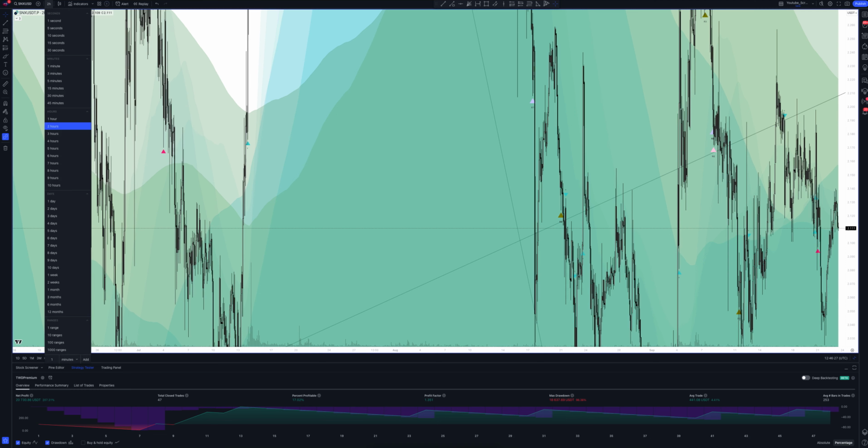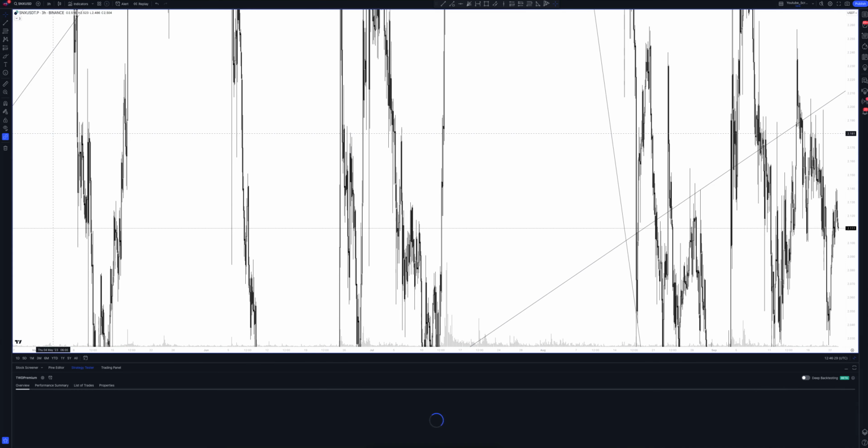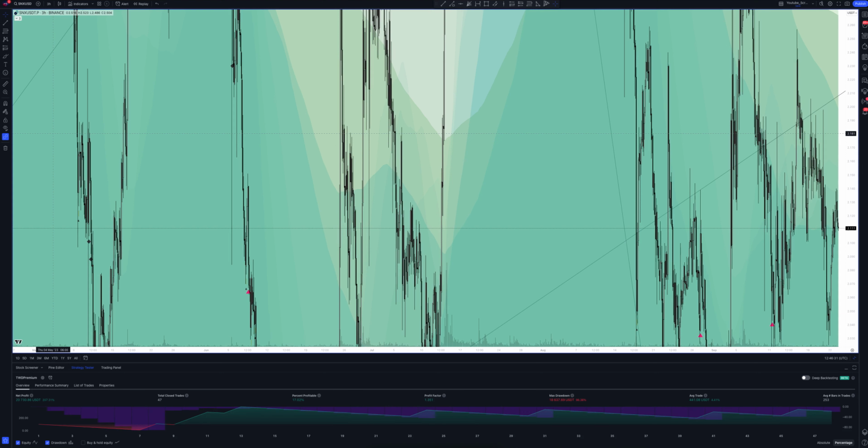Let's look at the 3-hour chart. Trading robots can often work here. VSA patterns work perfectly on this timeframe.